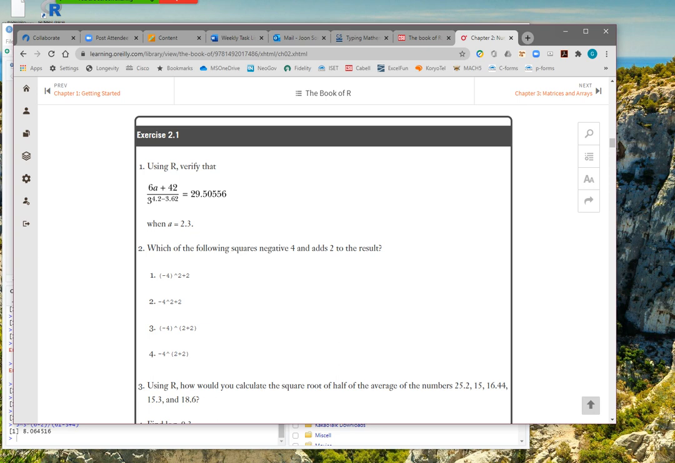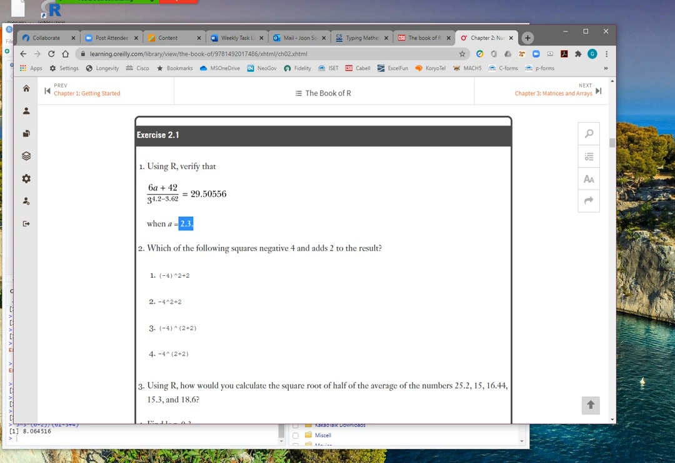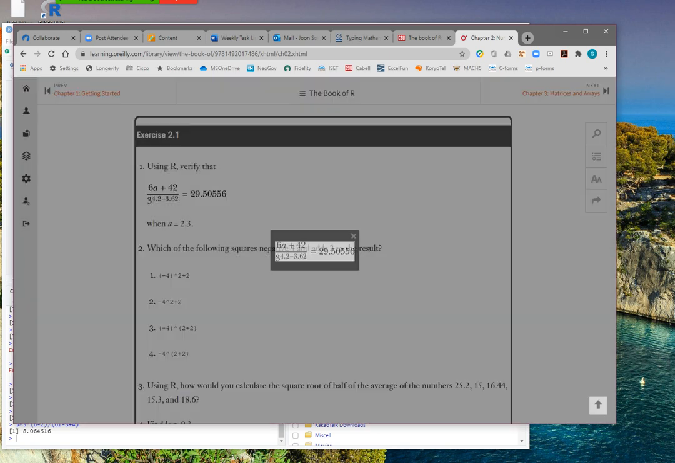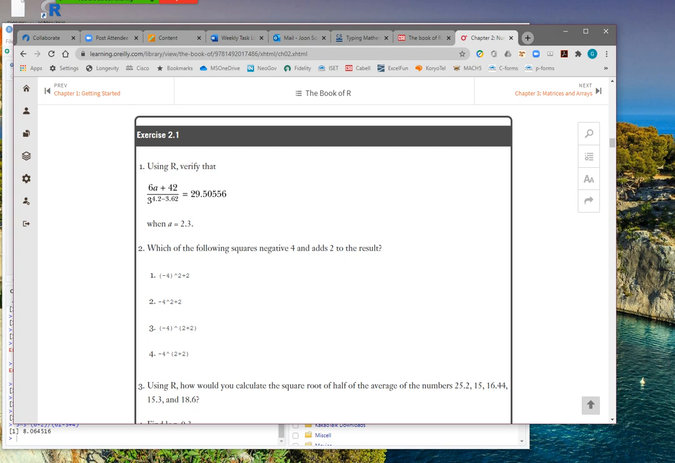Using R, to verify this, you have to write this in R, using RStudio. When A is 2.3, when you run this in R, do you get 29.50556? So please test using R.